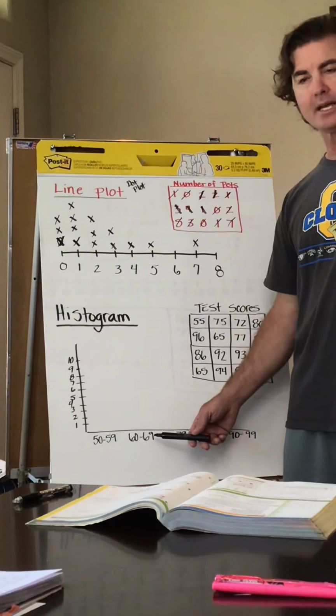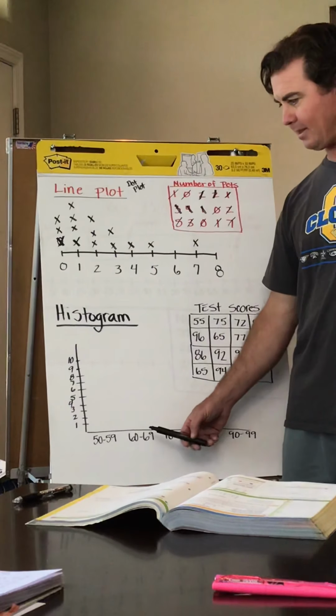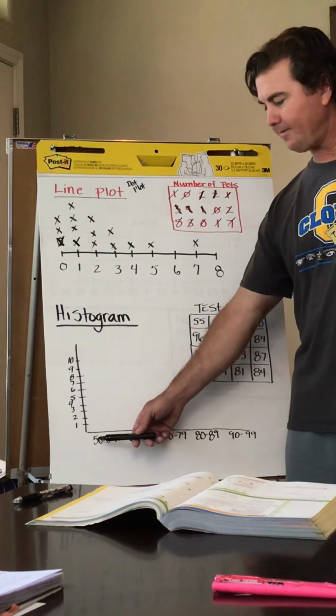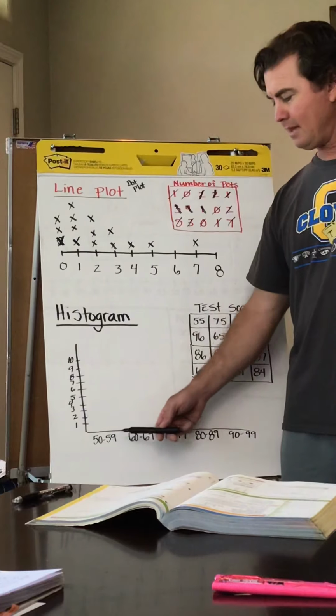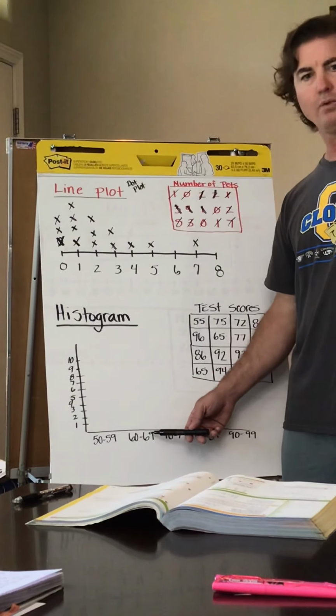Now, there's a common mistake made, not just by kids, but by a lot of people. Let's say I go from 50 to 60 here. Then I put from 60 to 70. What would be wrong with that?